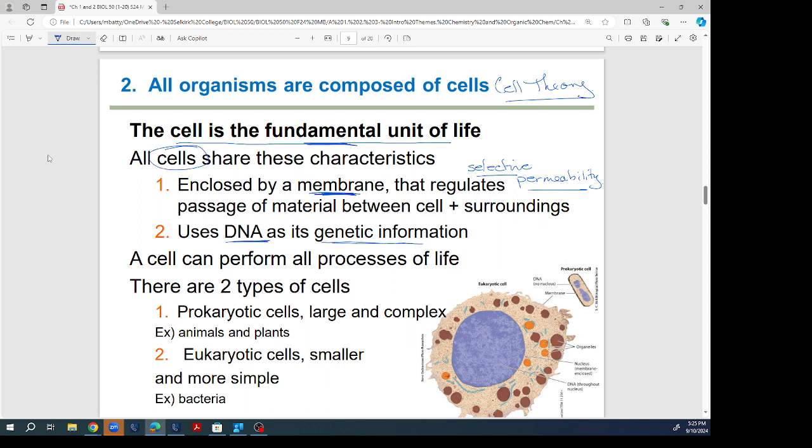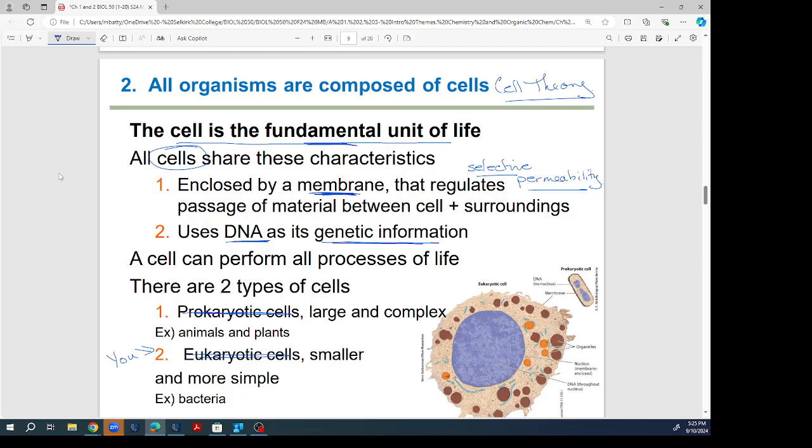The other thing about all cells is that they have some DNA. They have genetic information in them that helps regulate their life. The other thing is we could talk about the different kinds of cells. So you are a eukaryotic cell. These are backwards, which is terrible. So I'll edit this in future semesters.